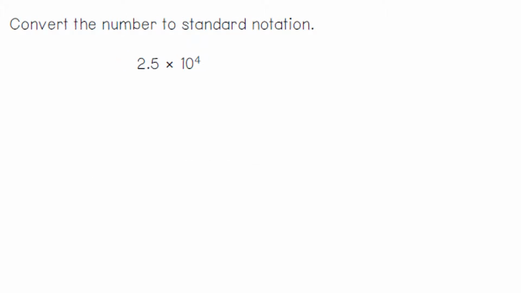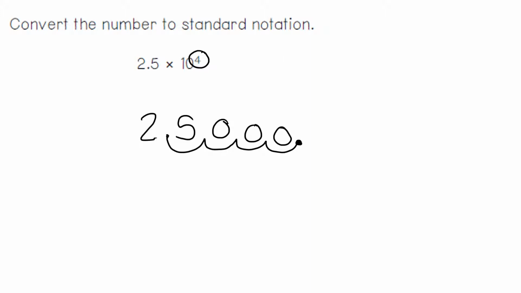Convert the number to standard notation. Take the decimal, 2.5. We have a positive 4 for our exponent, so we know it's going to be a large number. So we move the decimal to the right, 1, 2, 3, 4 times. Fill in those blank spots with zeros. Write the answer neatly, 25,000.